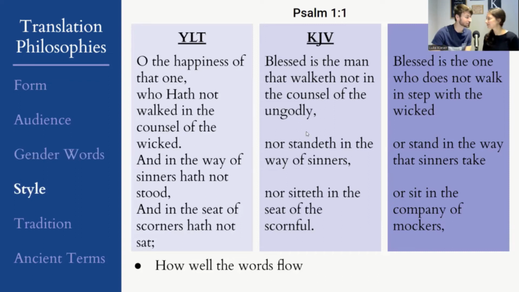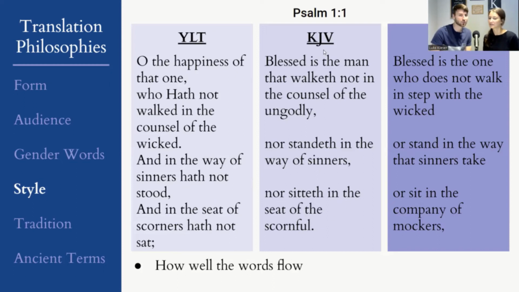Another goal is style, and you can actually hear it in the Young's Literal: "and in the way of sinners hath not stood, and in the seat of scorners hath not sat." It just does not flow. This would be awful to memorize. It kind of sounds like Dr. Seuss, honestly. Well, Dr. Seuss flows really well. This is just very staccato. Where the King James really flows: "nor standeth in the way of sinners, nor sitteth in the seat of the scornful." Yeah, it does flow very well.